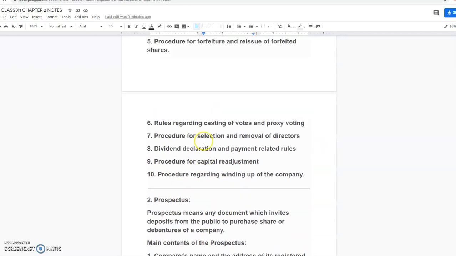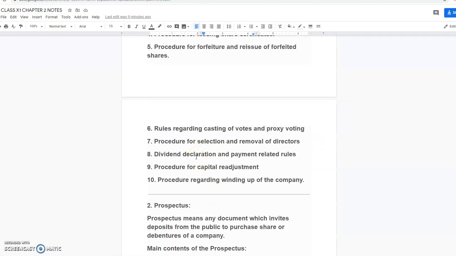So it is not the same, that only these points are written in the Articles of Association. It can be made according to the company. It differs from company to company.